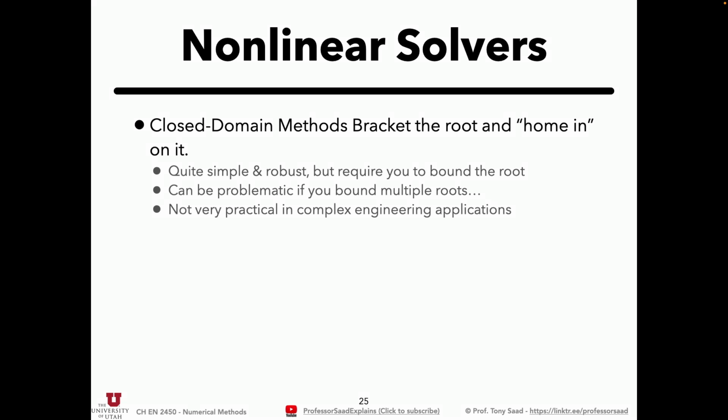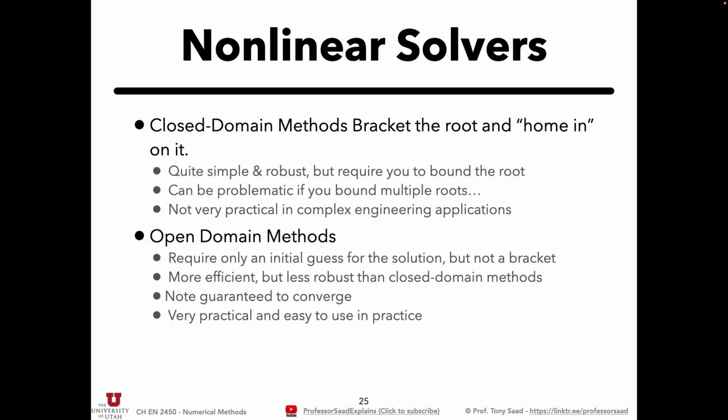Because in practice, you want to run your code that is solving a system of nonlinear equations. You don't want to interrupt it and visualize where the root is and think about it, right? You just want a method that automatically figures out where the root is. So this is where open domain methods come from. And the naming of closed domain is because you're closing in on the root. You've enclosed it with a bracket.